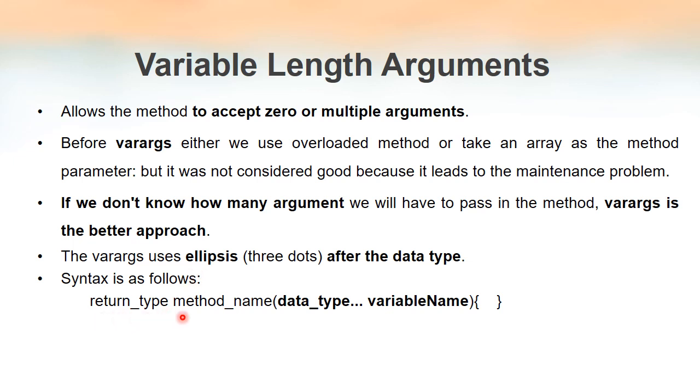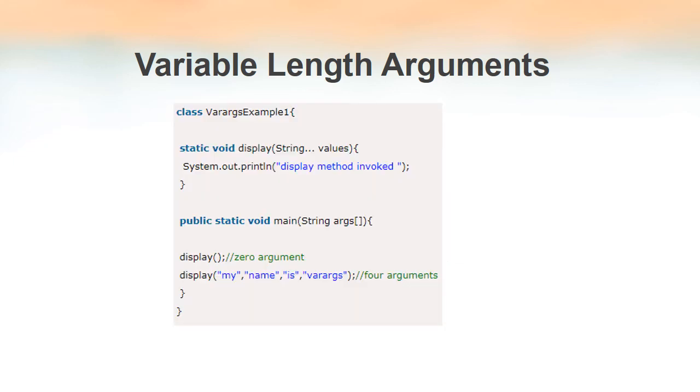You can see the syntax here. It is return type, method name, then the pair of parentheses, then the data type, then 3 dots, that is our ellipses, and then the variable name. So when 3 dots are there in place of formal parameters, this means this method can accept 0 or more arguments. It is possible to call this method with 0 parameters, or with 1 parameter, or 2 parameters or 3 parameters, whatever it may be. So that is the basic idea of variable length arguments. Now here is the example for variable length arguments.